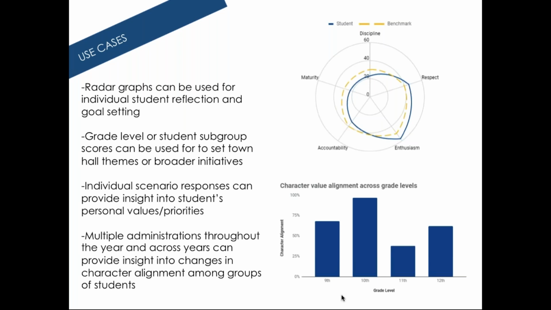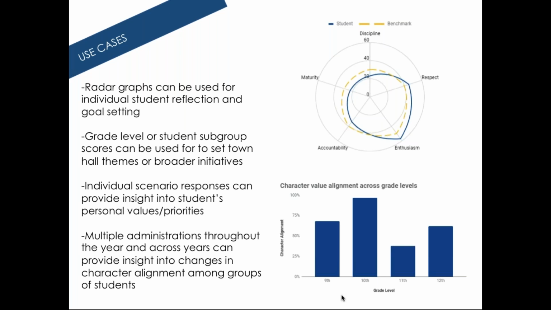From there, we can bundle up those numbers into student subgroups, based off of students with disabilities or English language learners or just grade level groups. Staff can use them to set broader initiatives and to set specific themes for town halls or things like that. Individual student responses to scenarios can be very useful for some scholar support team members to determine how students are dealing with certain scenarios or situations, or how certain scenarios might affect them in the future, just for guided conversations in that way.